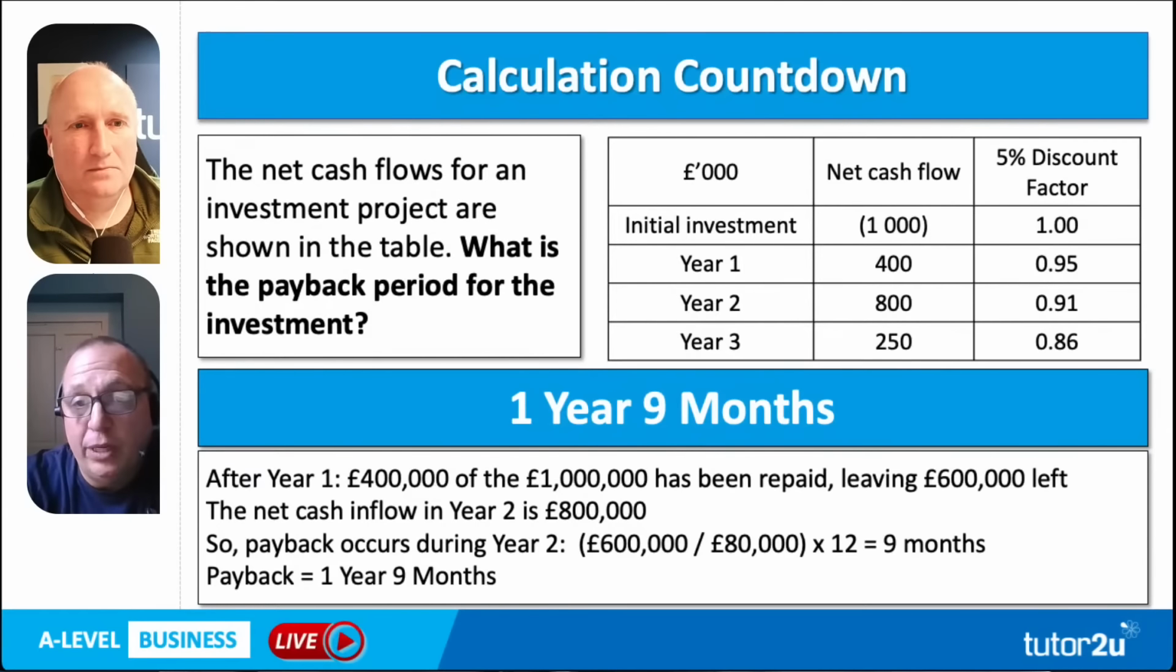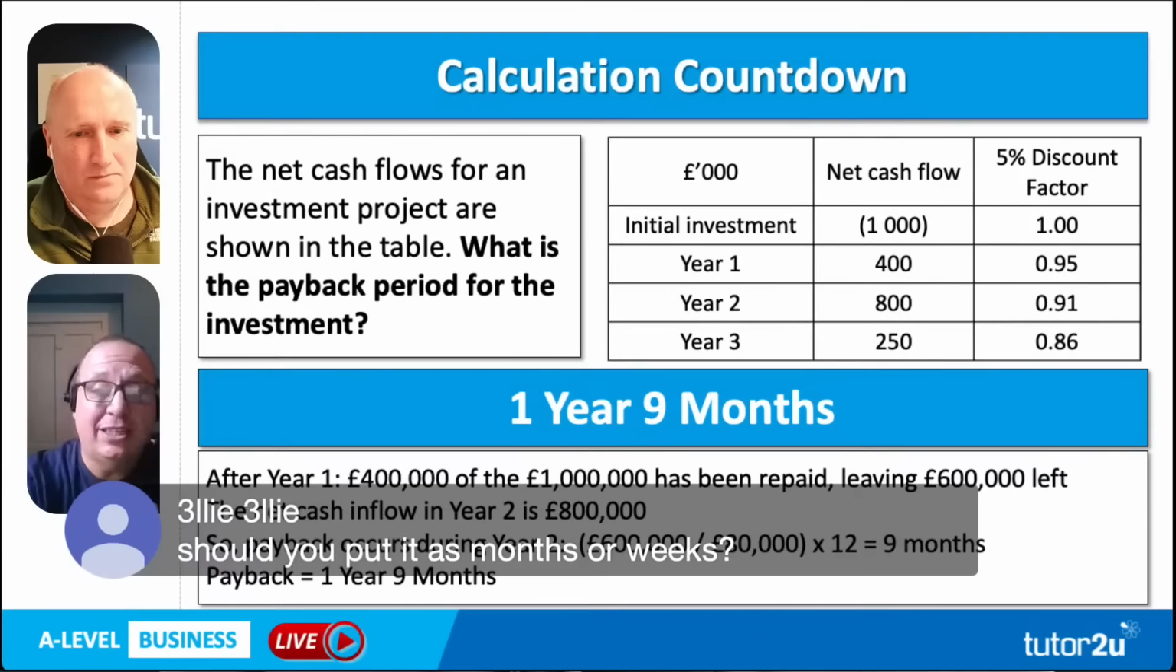Another way of doing that would be to divide the 800,000 by 12, which would give you the net cash flows per month, then divide that into 600,000. I would personally avoid that because it's an extra step in the calculation. And a good question there from Matt: do you not do anything with the discount factor?